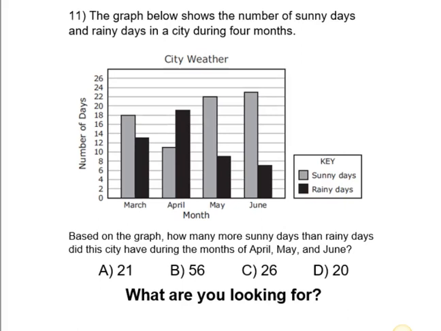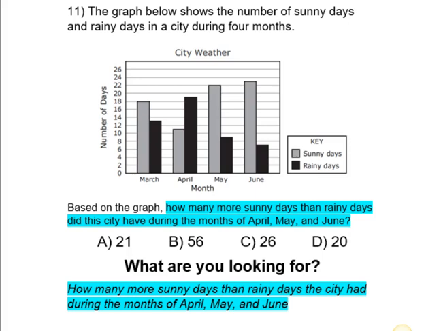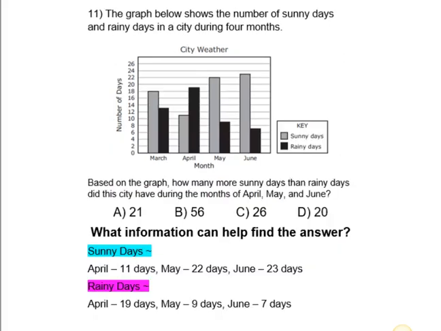What are we looking for? We are looking for how many more sunny days than rainy days the city had during the months of April, May, and June. What information can help us find the answer? We have to first find the number of sunny days for April, May, and June. And in doing that, we see that April had 11 sunny days, May 22 sunny days, and June 23 sunny days. For the rainy days, April 19 days, May 9 days, and June 7 days.